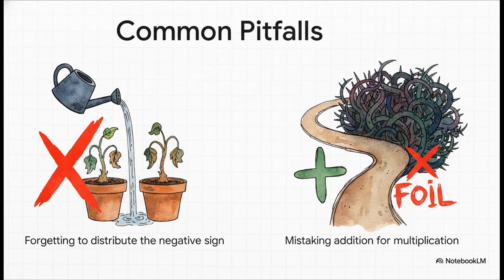First, and this is the big one, people forget to distribute that negative sign all the way through to the second term. And second, your brain sees those parentheses and just screams, FOIL or multiply. You have to fight that urge and look at the sign between the parentheses. If it's a plus or a minus, all you're doing is combining like terms.